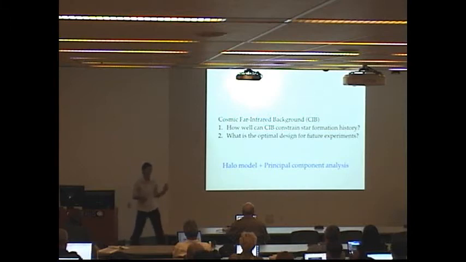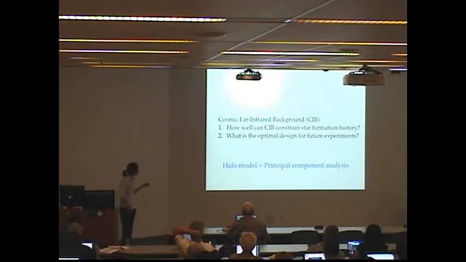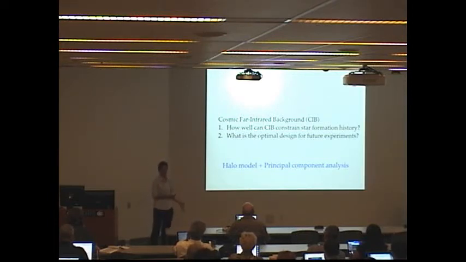Oh, by the way, you might have heard of the cosmic near infrared background. Those actually come from old stars rather than dust. Today I'm talking about far infrared. Those are from dust. And the two questions I'd like to address are, how well can CIB constrain star formation history, and what is the optimal design for future experiments? So I'm going to apply the halo model and the principal component analysis approach to address this question.